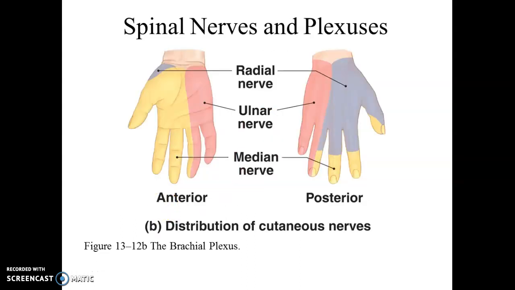The spinal nerves and plexuses on the hand, I want you to know this figure inside out. It's fairly easy. Just think about it. The ulnar bone is over here on the pinky side. That would be the ulnar nerve. The radial nerve is on the radial side. And the only thing different is the radial nerve supplies the hand posteriorly. The median nerve supplies the hand anteriorly, or on the ventral side. So keep this in mind.